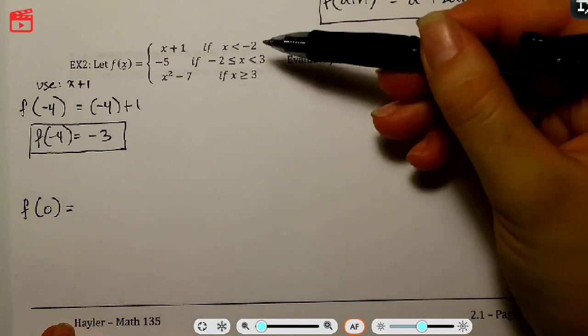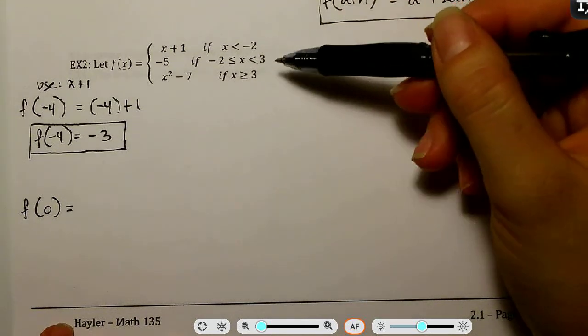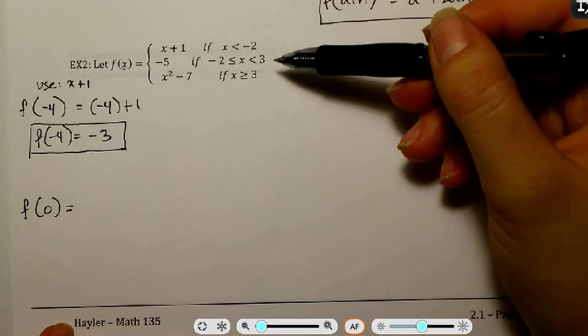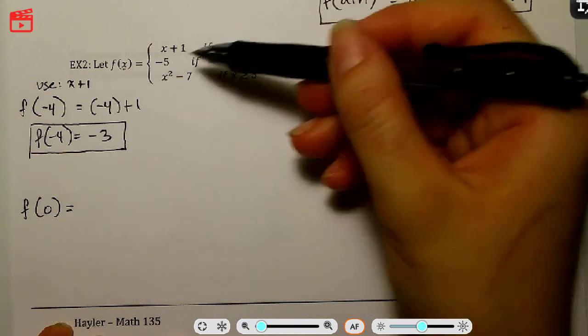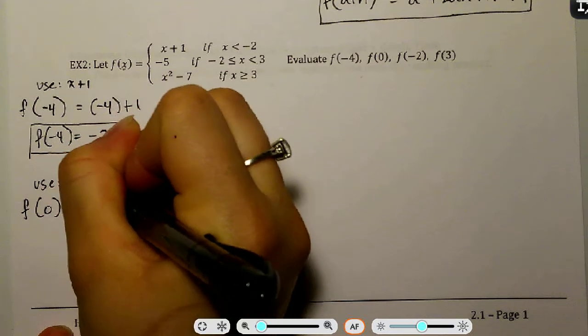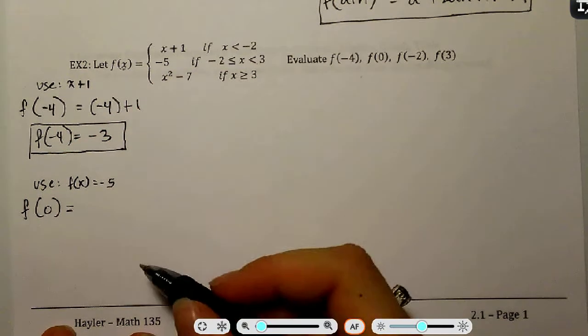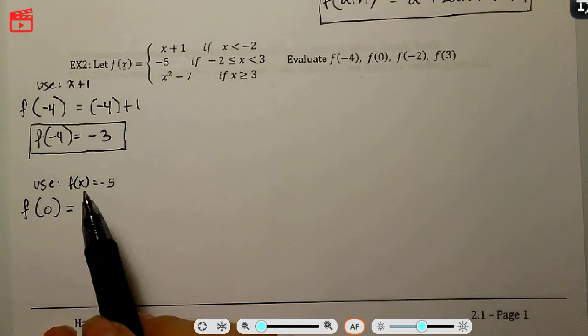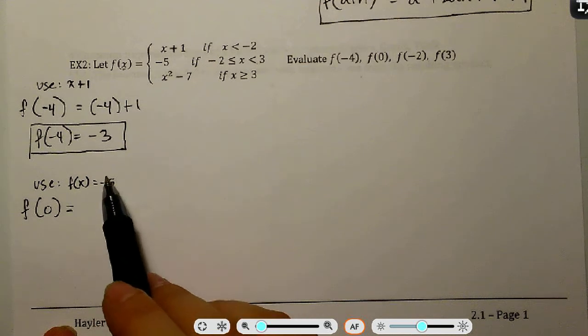Let's see. Is 0 less than -2? No. Is 0 between -2 and 3? Yes, it is. So we're going to use the function f of x equals -5. Okay, this is weird. Notice there's no variable by the -5. This is what we call a constant function.